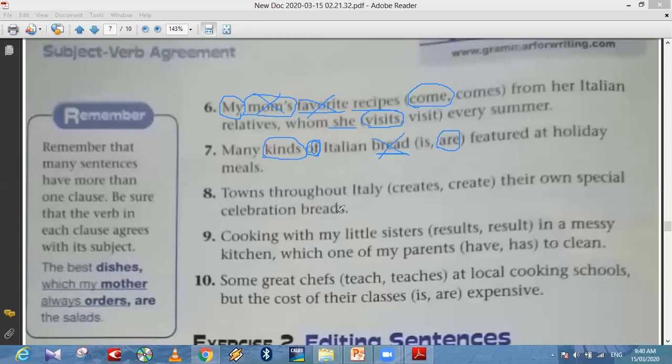Towns throughout Italy create their own special celebration breads. So, Sarim, what is the simple subject of the sentence? So it's Italy. Towns throughout Italy. This is the simple subject? No, sir, Italy only. So why not Italy? Throughout Italy. Sir, it's Italy, sir.